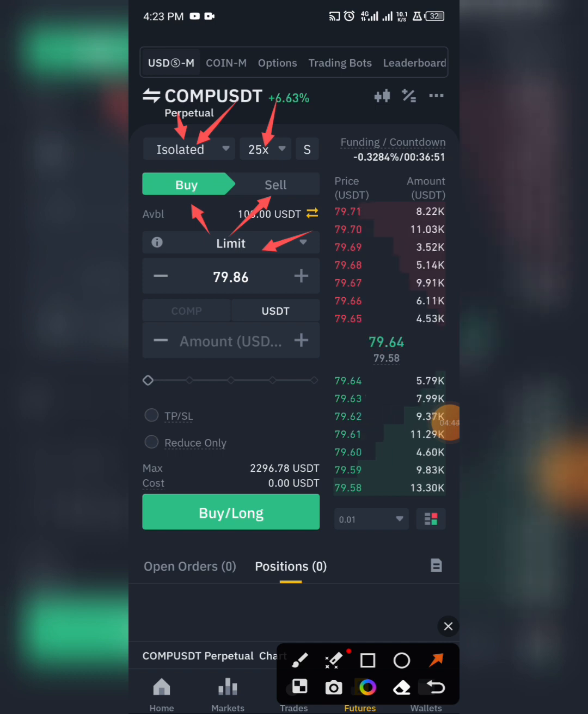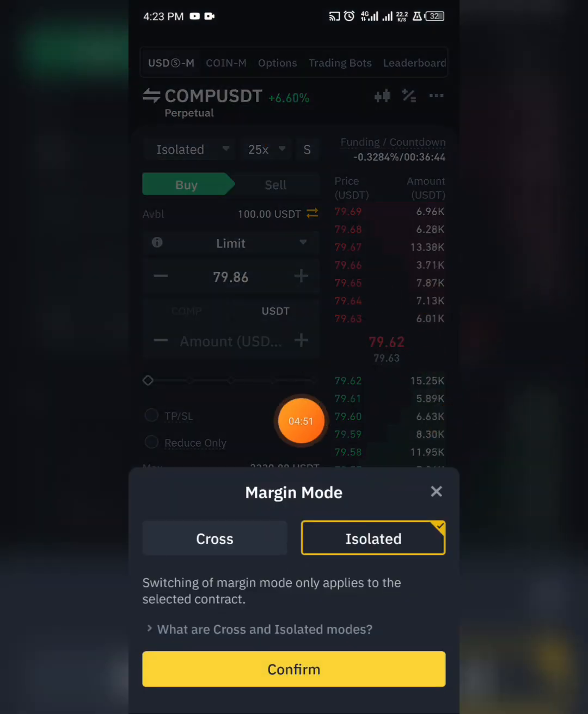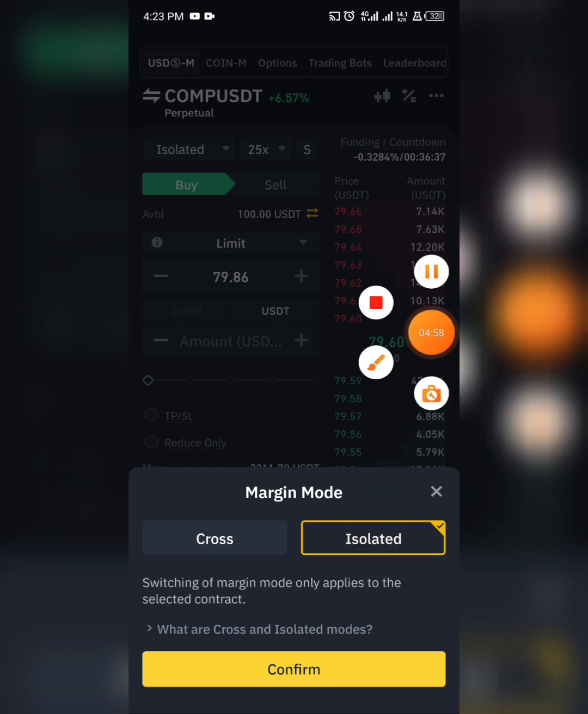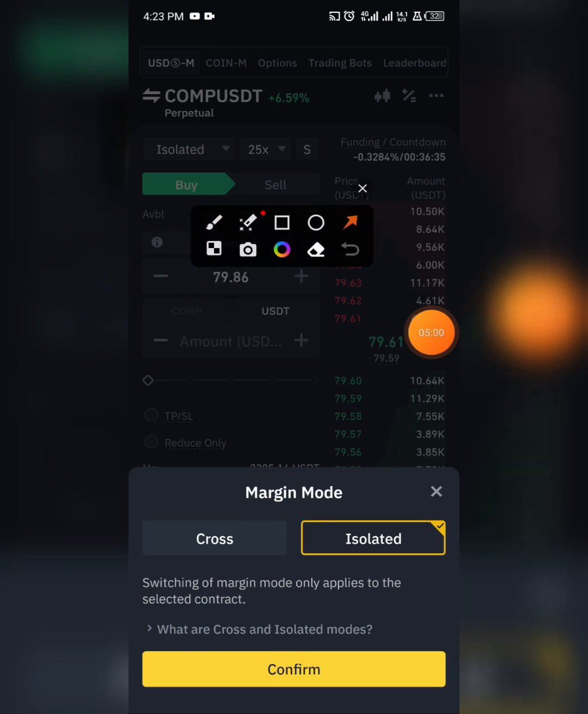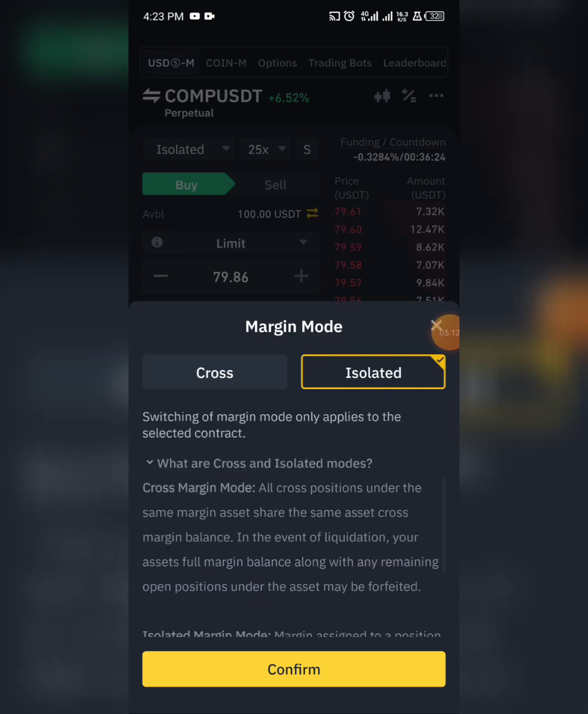So now let's explain what the margin means. Okay, when you click on this isolated, you will see cross margin and the isolated margin. So let me explain this in simple terms. If you are dealing with the cross margin, which is this, you can see the explanation. It says switching of margin mode only applies to the selected contract. Then you can see what cross and isolated margin are. So when you click on it, you will see the explanation. Okay, I don't have enough time to go through it, but you can read it all yourself.